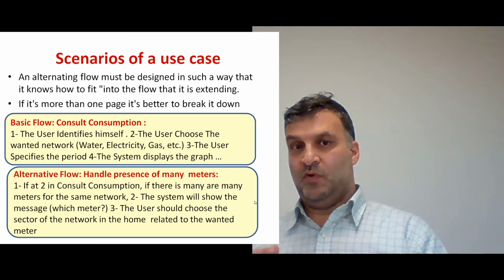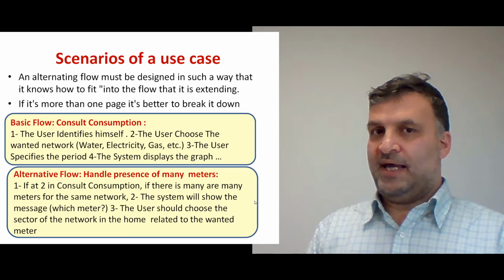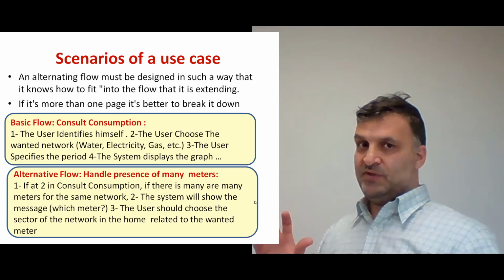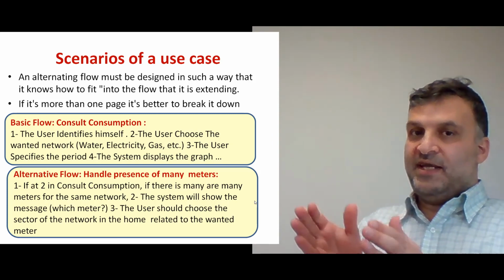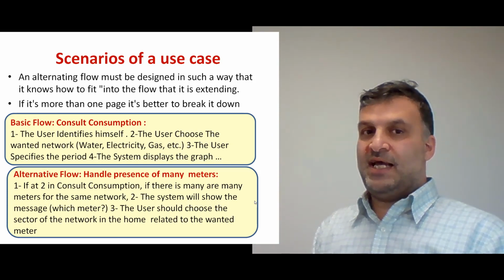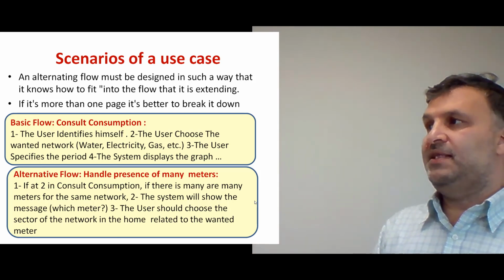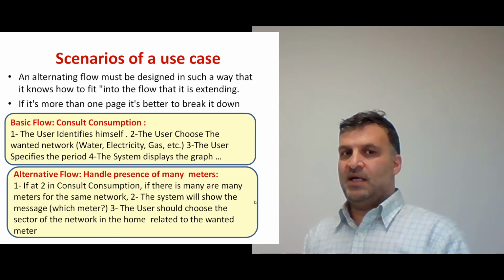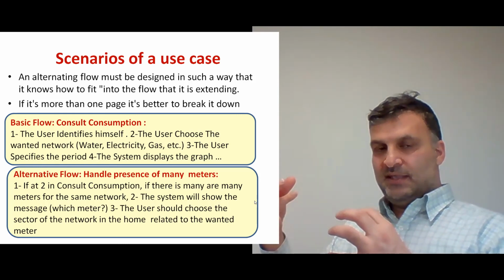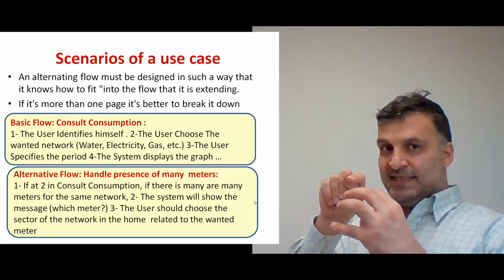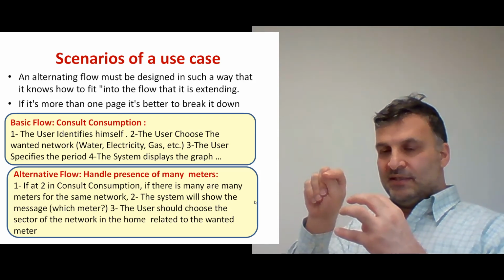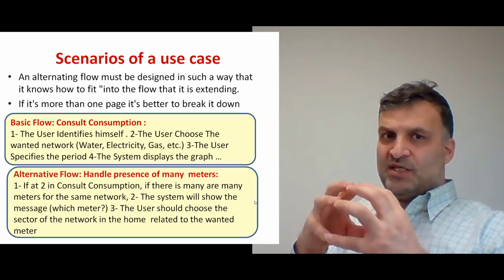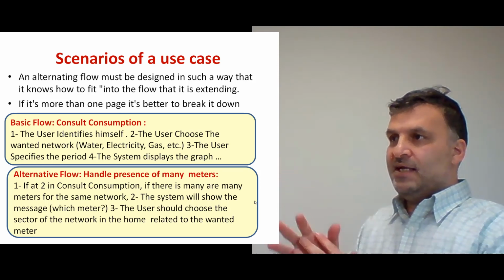We will talk about the alternative flow in the scenarios. As when we talked about extend use case, we said that we have a normal use case and we have an extend use case. Here we have the normal, the usual use of a use case, and we have the exception. An alternative flow must be designed in such a way that it knows how to fit into the full flow that it's extending. A use case extends another use case. The arrow was from the extend use case, from the exception to the normal situation. Here it is the same.